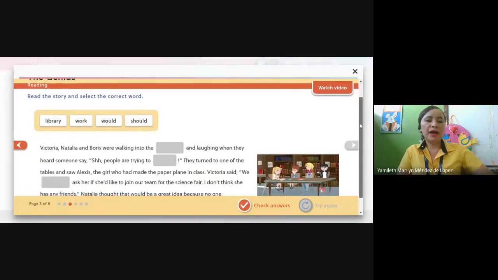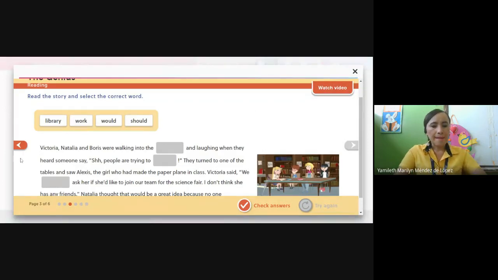For the next page, we have a reading. This is a reading skill, right? What you have to do here is read the story and select the correct word. What are the words you have to use? Library, work, would, and should. I'm gonna read the text, then I'm gonna make a pause and you are gonna mention the word.